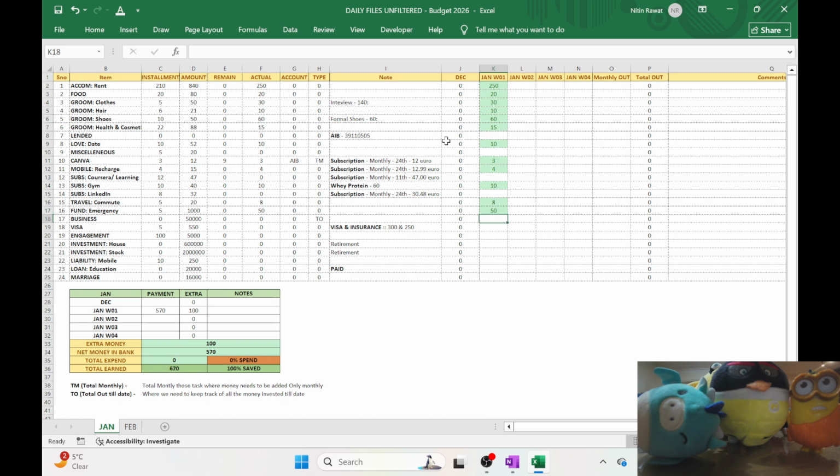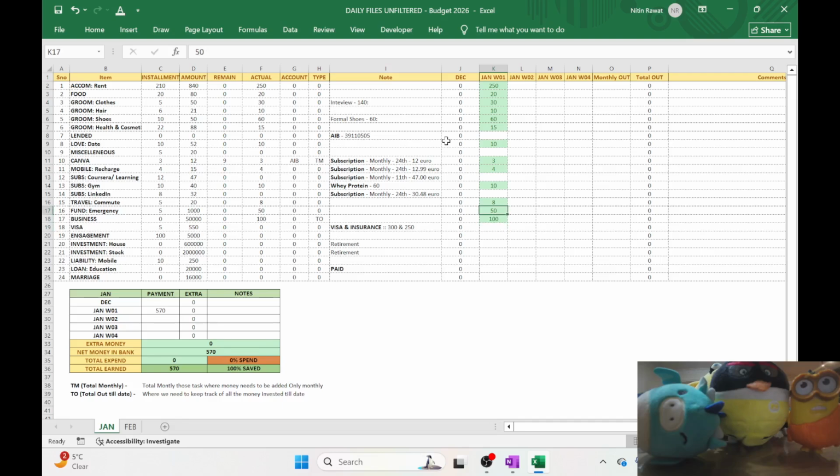And for business, so business is like when I need to spend something related to my business, like for example a camera, a mic, or certain subscriptions or something. So this business category helps me to tackle or prepare myself for future unseen and miscellaneous expenditure. So I always keep a good tab, 100 euros.